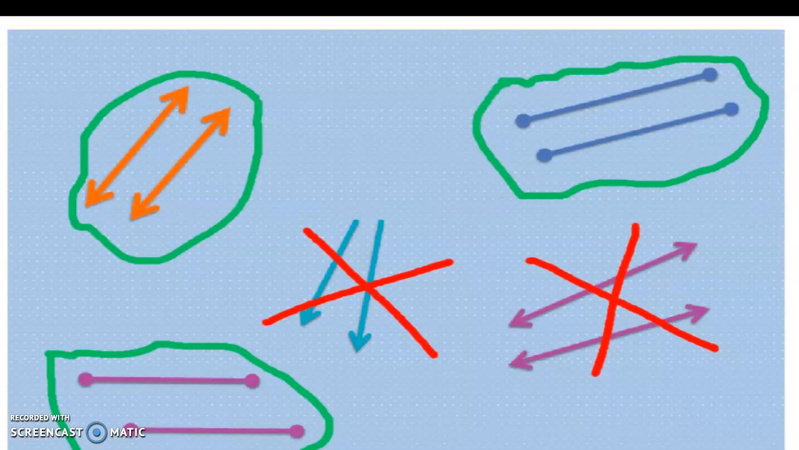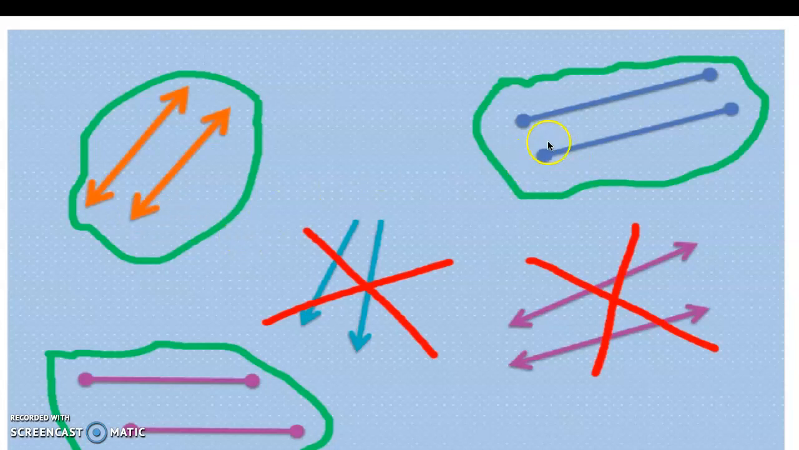The other thing that we are going to review is what is a parallel line, or what is a pair of parallel lines. When we talk about a pair, we are talking about two. So one pair of parallel lines is two lines that never meet. They can go off in either direction and they will never cross or meet.